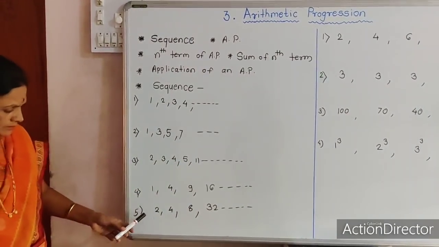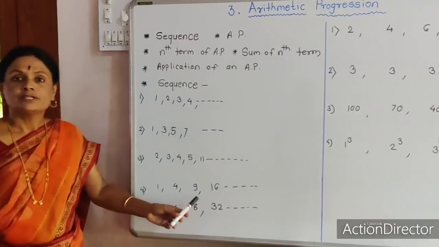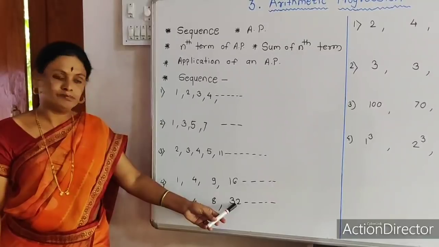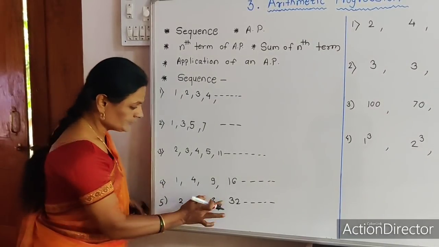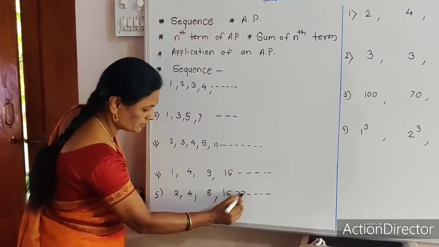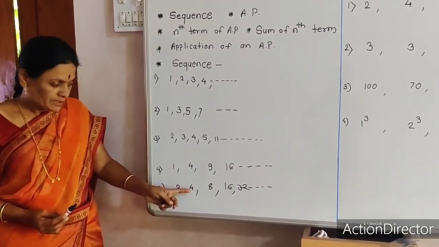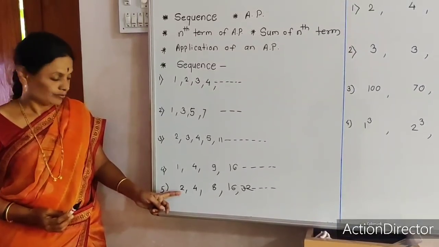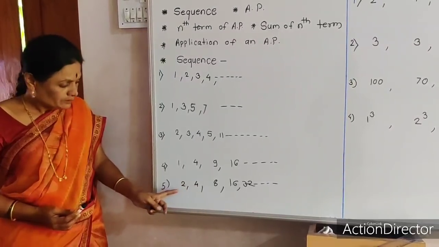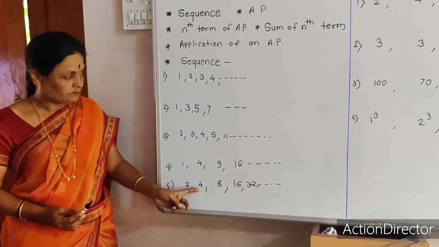Next, the fifth example, 2, 4, 8, 16, 32. This is also a particular arrangement of numbers. Look here, here is 16 and the next term is 32. Each next number is double the previous number. Here also 8 is twice of 4. In this particular arrangement, here also the numbers are arranged in a pattern.